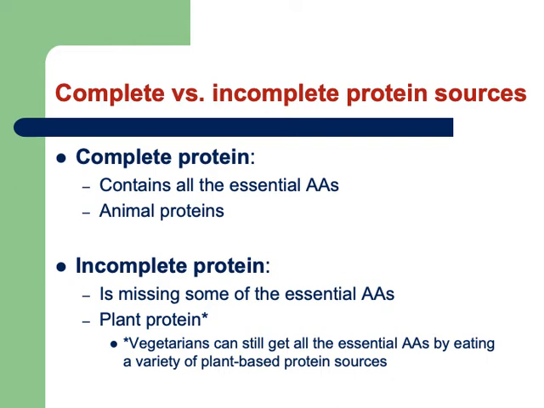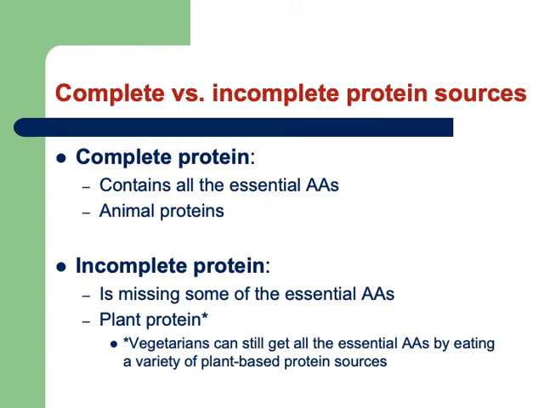And so when we have complete, we also have incomplete protein. So these are foods that contain protein but are missing some of the essential amino acids. And typically plant proteins are considered incomplete. However, vegetarians can still get all the essential amino acids by eating a variety of plant-based protein sources. So this is the whole idea about food pairing, that you combine food groups to get the essential amino acids. So maybe one food group is incomplete, but another food group that you pair with it in a meal provides the essential amino acids that are lacking in the initial food group that you were eating.